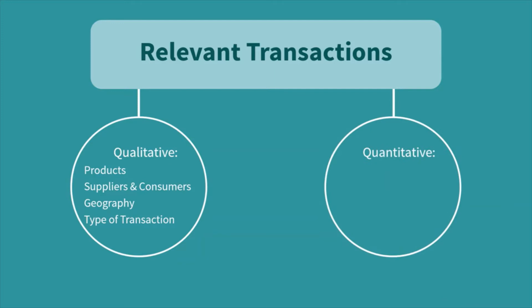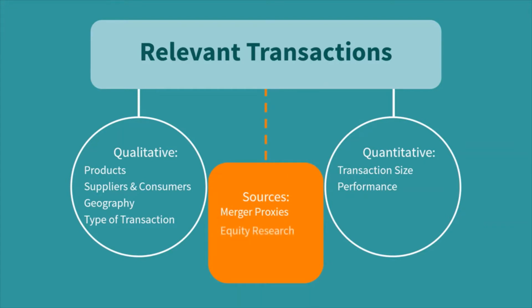Additionally, you want to look at the quantitative values, such as, is the transaction size relatively similar to where my company is going to be? What's the type of performance that this company has had? And finally, the sources that you would use are merger proxies, equity research, news, and SDC Platinum. And finally, 10Ks.